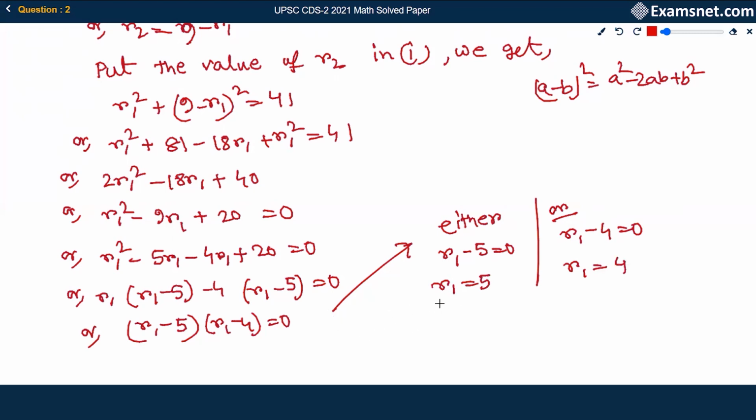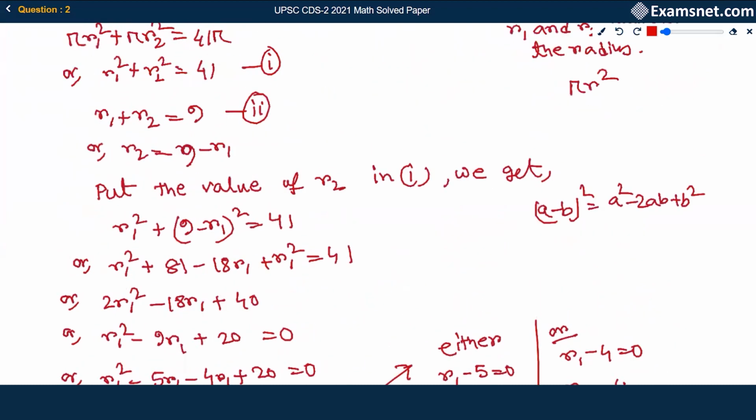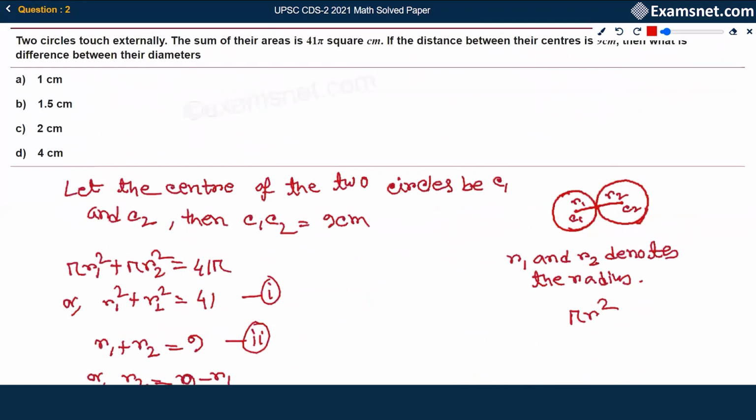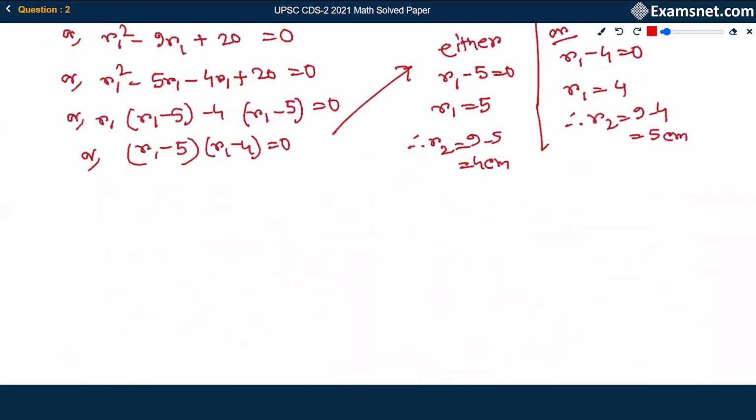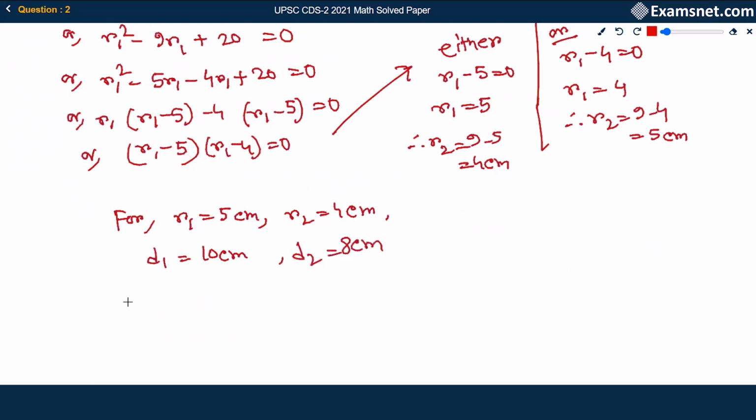So if R1 equals 5, then R2 equals 4 centimeter, or for R1 equals 4, R2 equals 5 centimeter. Correct? Now, what we are required to find is the difference between their diameters. So here, for R1 5 centimeter and R2 4 centimeter, diameter is 10 centimeter and diameter is 8 centimeter.